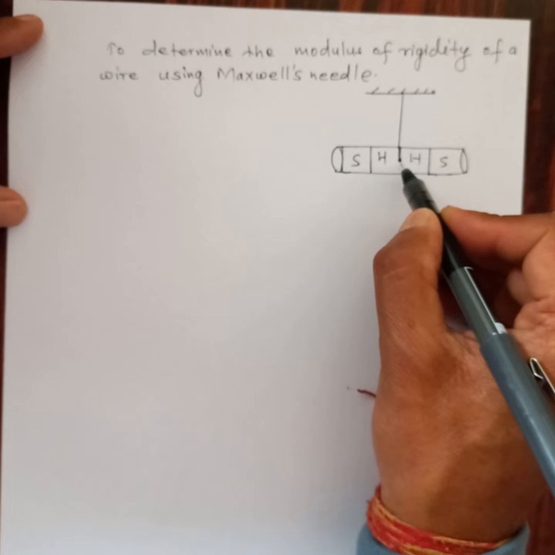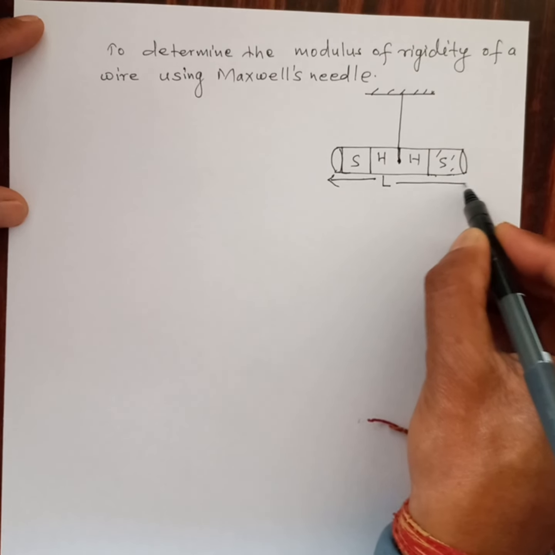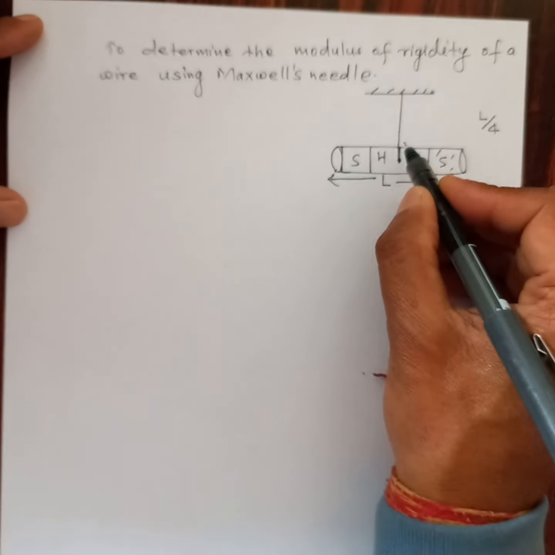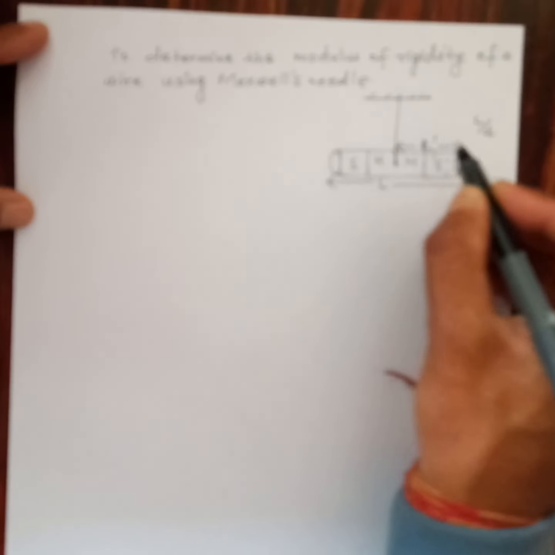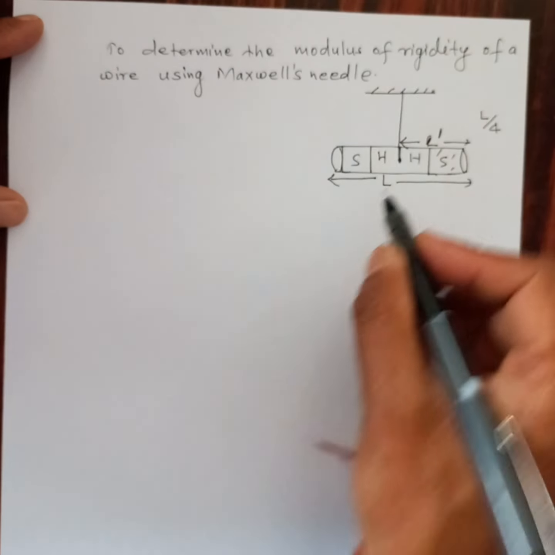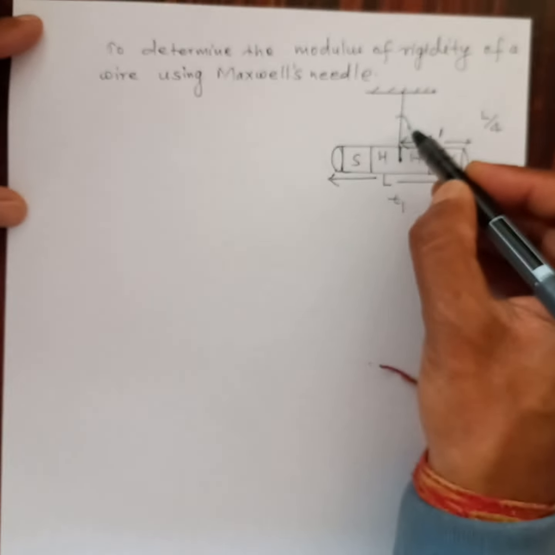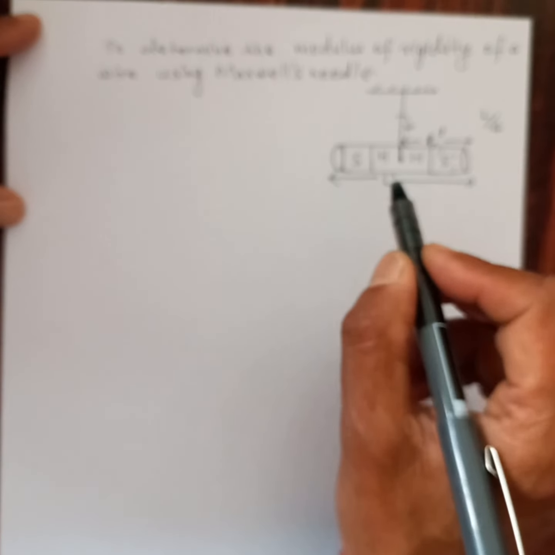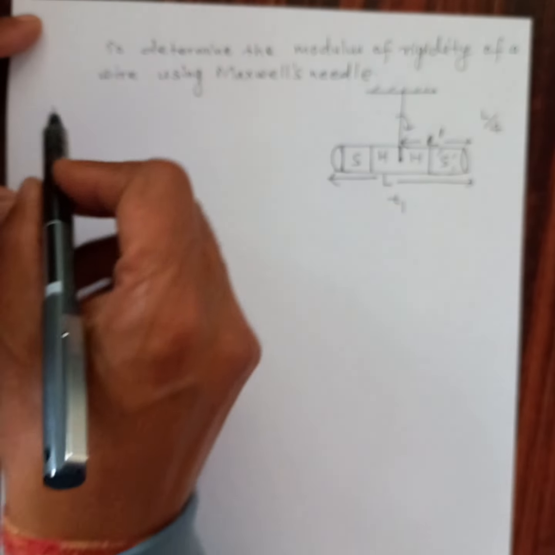This H represents the hollow cylinder, S represents the solid cylinder. They are equal in length. If the total length of the needle is denoted by L, then the length of each cylinder is L by 4. Let us suppose the semi length of Maxwell's needle is L dash. Then for the time period of torsional oscillation, if it is given a jerk like this, it oscillates to and fro. We measure the time period for 20 oscillations and calculate the time period for one oscillation.